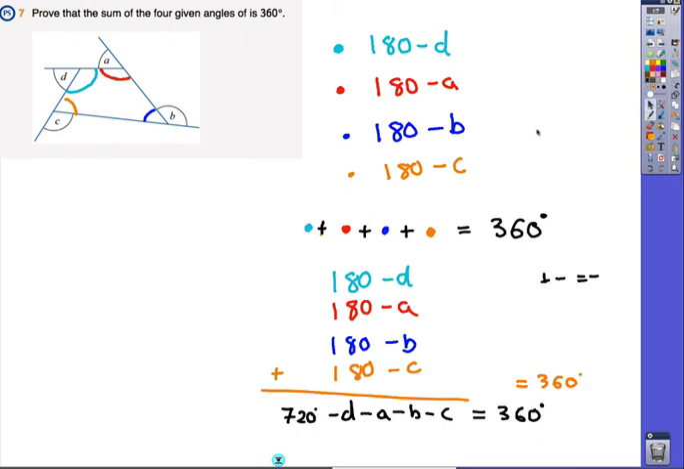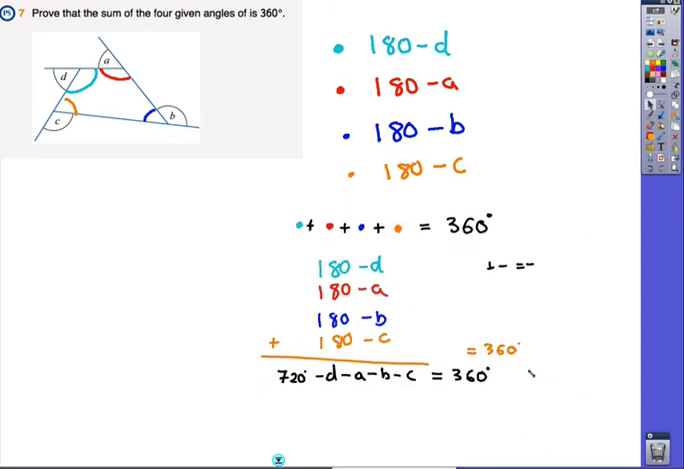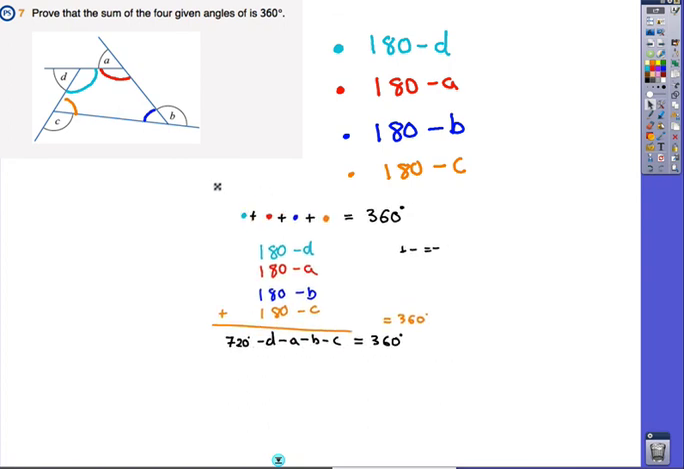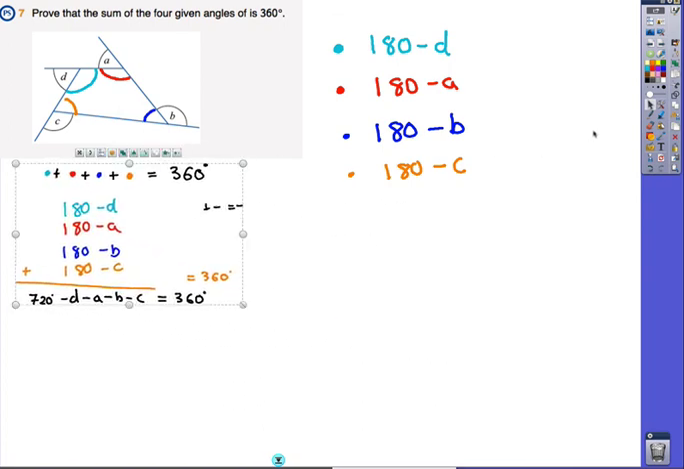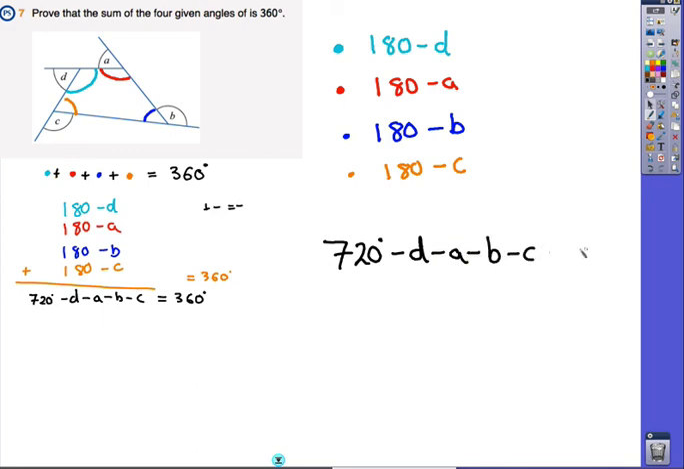So let's tidy up a little bit. I'm going to make this a little bit smaller so we have more work space. I'm going to move it over here. This is our working space. Just going to copy this out again. 720 minus D minus A minus B minus C is equal to 360 degrees. Now I'm going to subtract 360 degrees from each side.